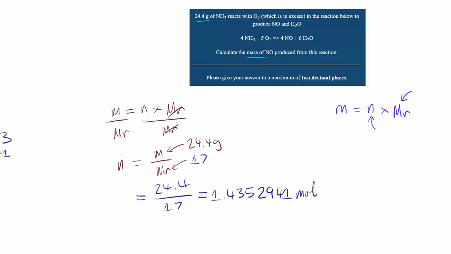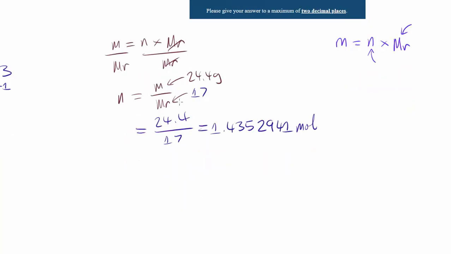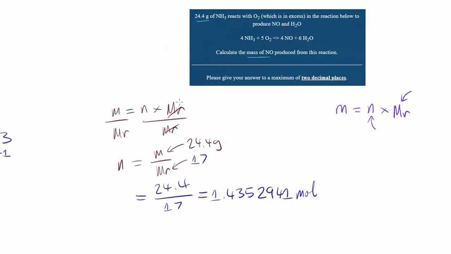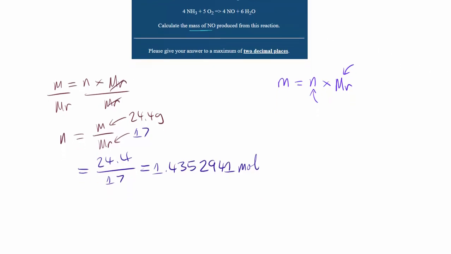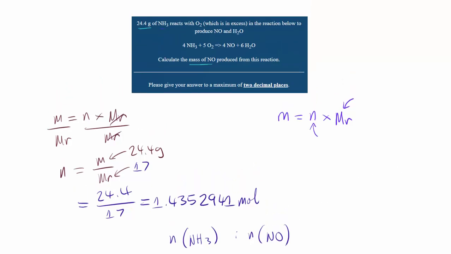Okay, so if we refer back to the original balanced equation which we have here, we need to look at the molar ratio, right? So effectively, the number of moles of NH3, as a ratio, compared to the number of moles of the nitric oxide, right? So if we look here, what do we have?